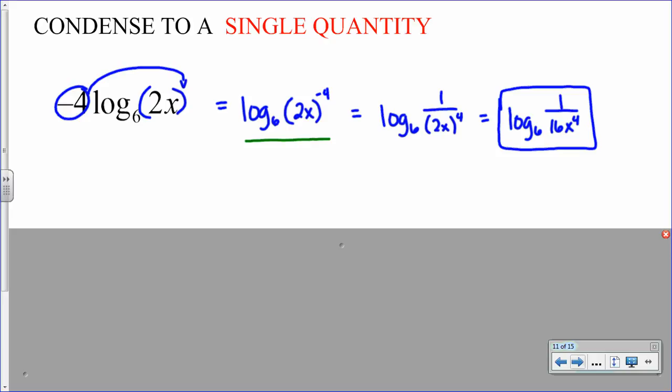Yes? Will the number out front apply to both of the next quantities? Yes. So if you wanted to expand this, you could have done that, but you would have had to move the -4 to both. It would have been -4 log base 6 of 2 plus -4 log base 6 of x. Why did you keep the quarter? Because I'm doing 2x, this whole thing to the 4th power. So if you wrote out 2x 4 times, there would be 4 x's, right? So that's what you get, x to the 4th power.